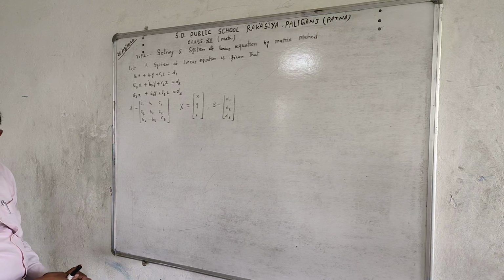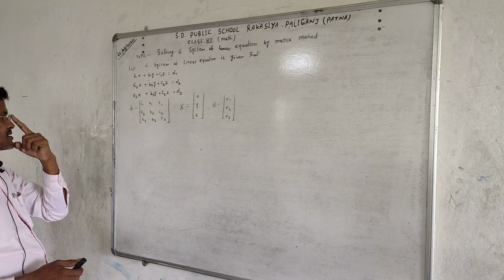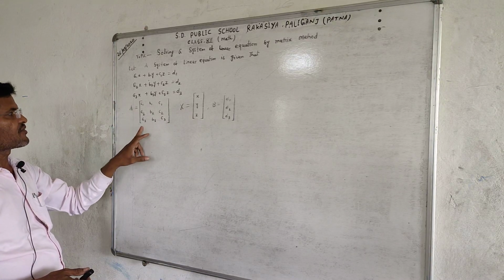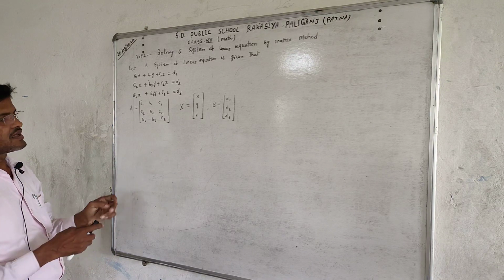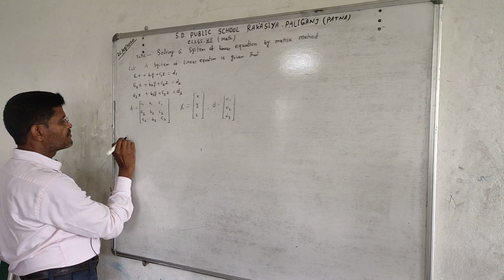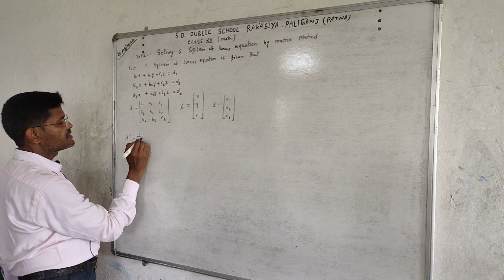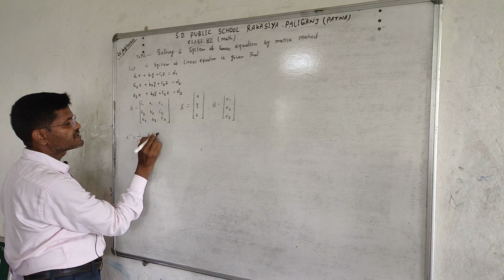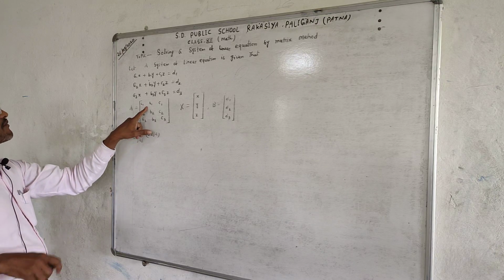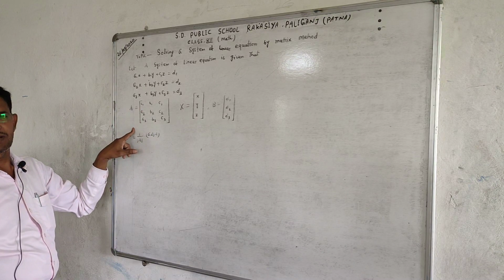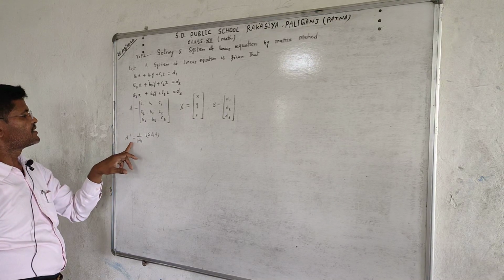First of all, we have to find the inverse of this matrix. For this, to find the inverse of the matrix, first of all, we have to find the corresponding determinant of this matrix. We know that the inverse of the matrix is equal to 1 by determinant A into adjoint of matrix A. Adjoint of matrix A can be found by finding the cofactors of the corresponding determinant.